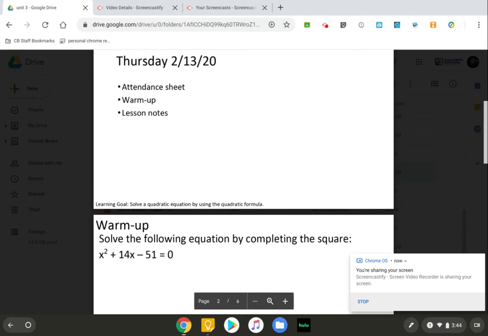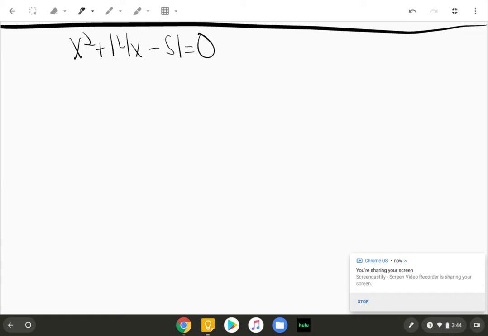Okay, let's go over the warm-up for today. The warm-up: solve the following equation by completing the square, x squared plus 14x minus 51 equals 0.